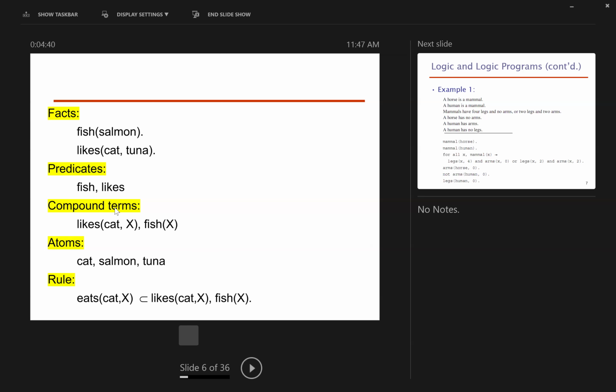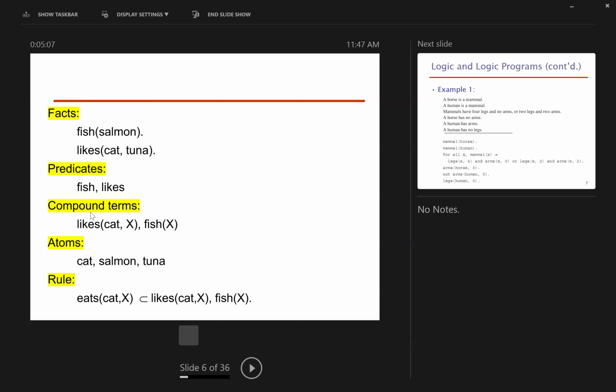Also the compound terms, we all understand the meaning of compound: we have more than one unit. Here, for example, this is very interesting. We'll see something like this in the Prolog language. We use the variable x. Now we say cat likes x, where x is what? A fish. So x is a fish.